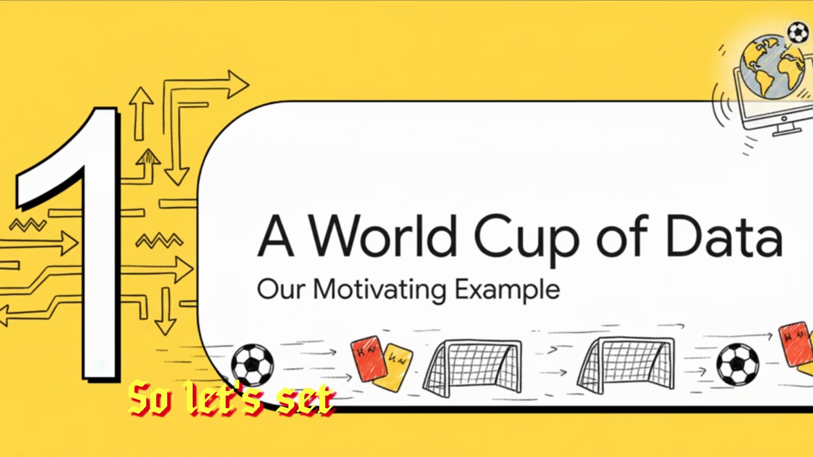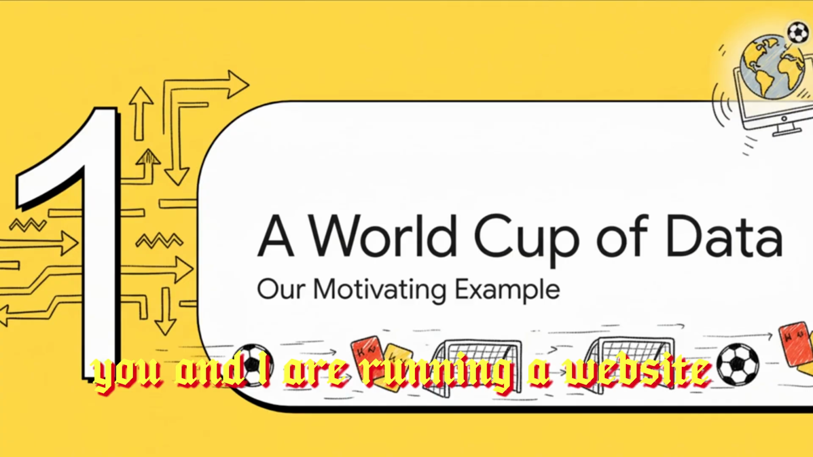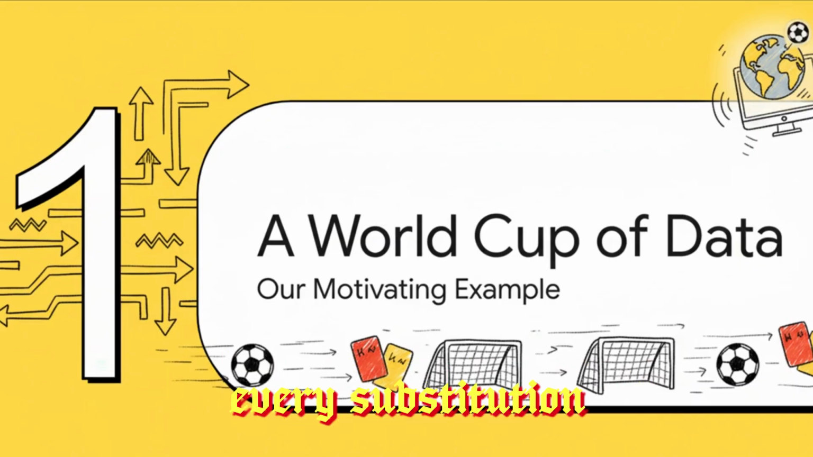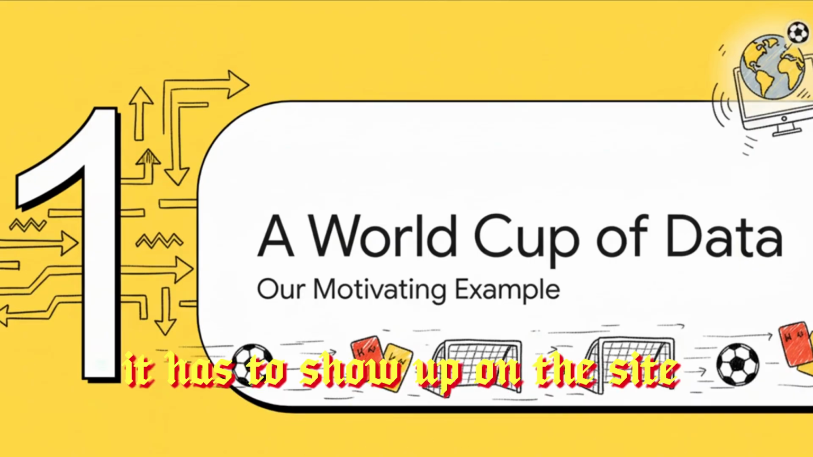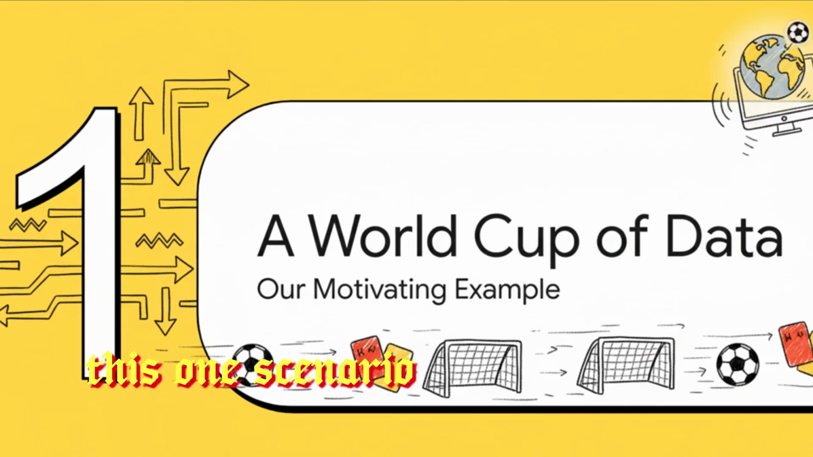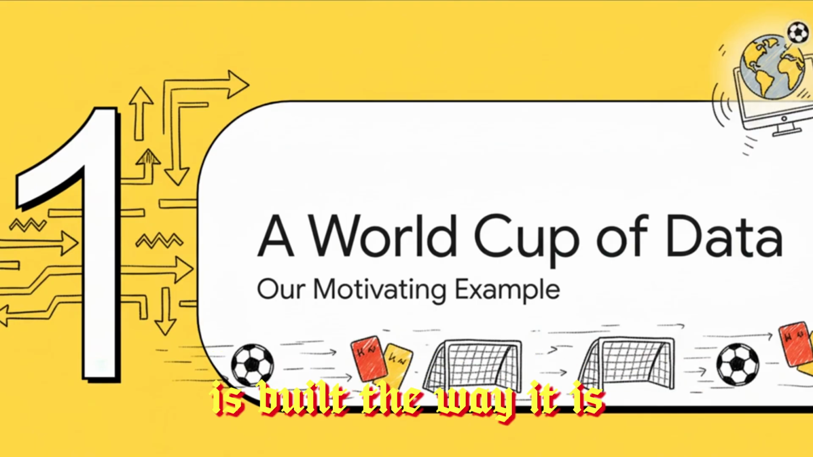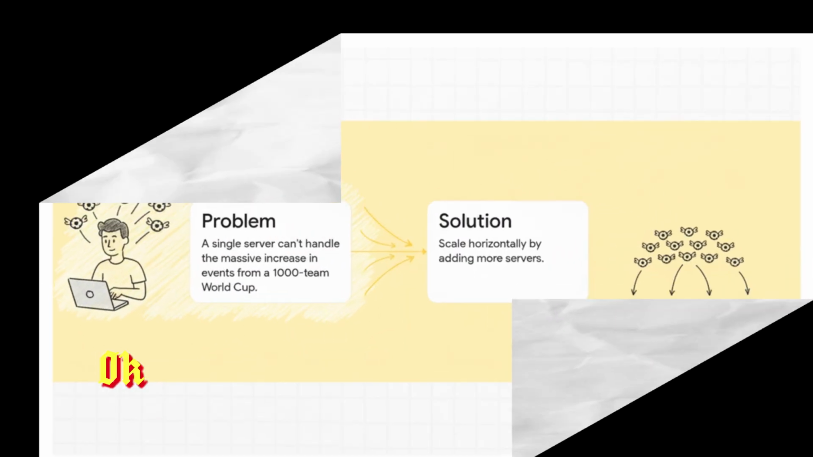So let's set the scene. Imagine you and I are running a website that gives people live, real-time updates for the World Cup. You know, every goal, every yellow card, every substitution, it has to show up on the site instantly. This one scenario is going to be our guide for figuring out exactly why Kafka is built the way it is.